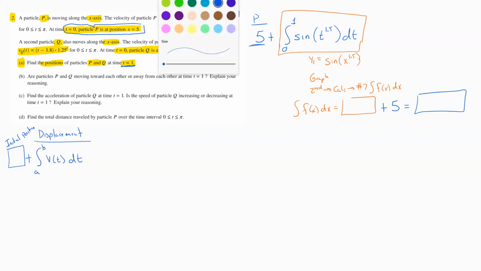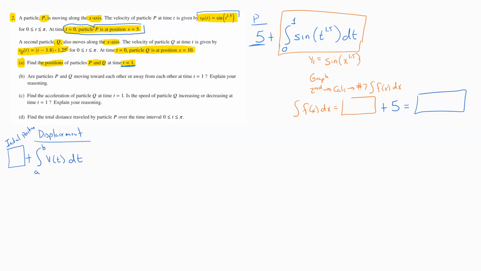Then, setting it up at the same time, we could say what's going to happen with Q. Same idea here, right? The only difference is Q's initial position would be at 10. So we want 10 plus, again, the integral from 0 to 1, because we want to know what's happening in the first 1 second. Then we'll use the velocity equation for our Q function, which would be t minus 1.8 times 1.25 raised to the t dt.